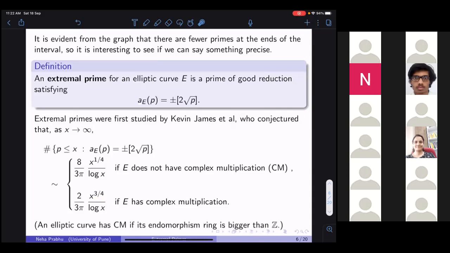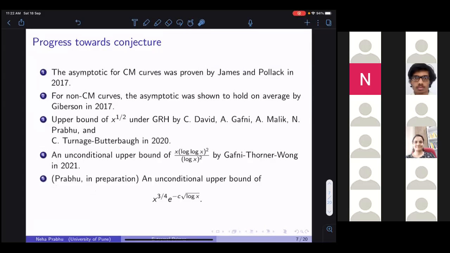Okay, and just a quick definition: an elliptic curve has complex multiplication if its endomorphism ring is bigger than Z. Okay, so progress towards this conjecture. The asymptotic for CM curves was proved by James and Pollack in 2017. In the case of non-CM curves, the asymptotic was shown to hold on average by Giberson in 2017. So by on average, I mean that instead of fixing an elliptic curve, you vary the curves, where you take the average over little a and little b, the parameters in the Weierstrass equation, you let them grow with respect to x in a certain way and show the asymptotic.